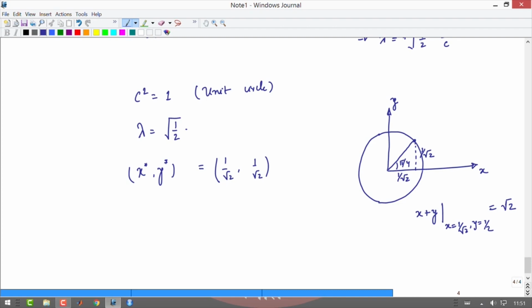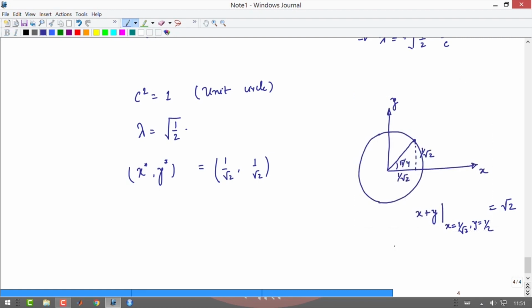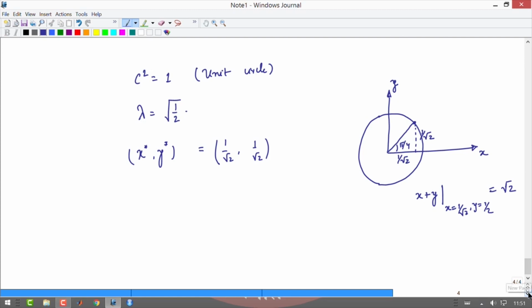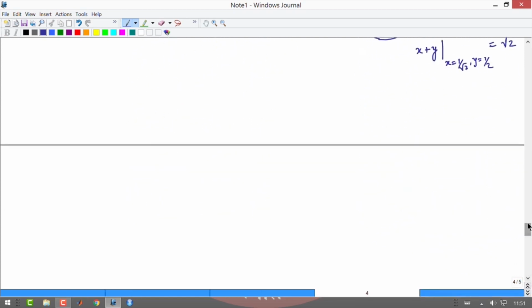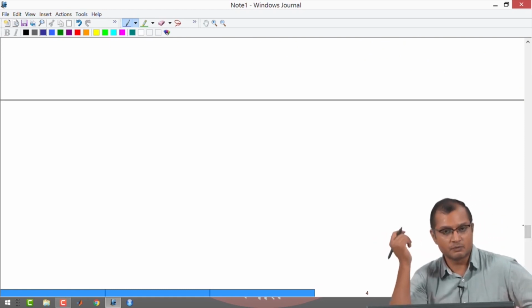So, if you had taken a point here, that would have given you x plus y as just 1. If you had taken a point here, your x plus y would have been 1, because there y is 1, x is 0. But if you take it here at theta equals pi by 4, x plus y comes out to be square root 2, which is a maximum, right. So, let us extend this procedure to find out maximum entropy distributions.